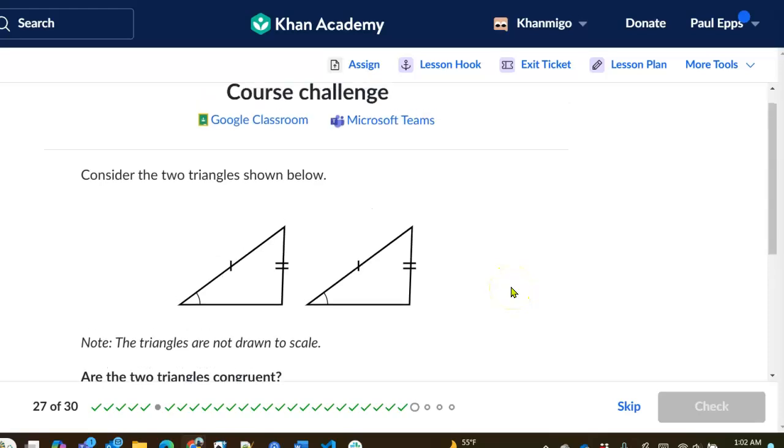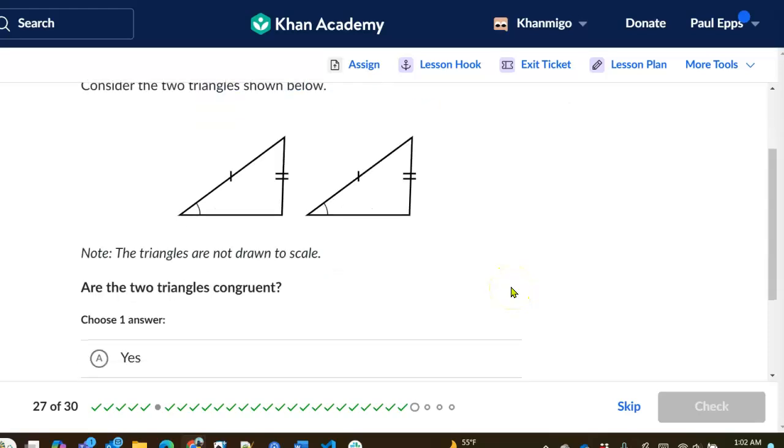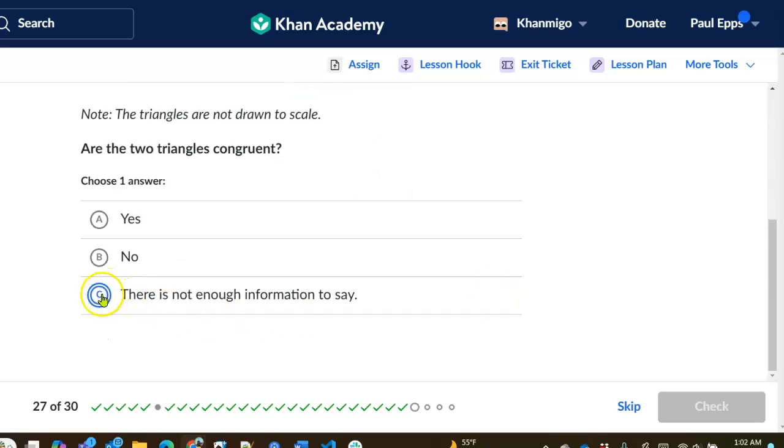Consider the triangles shown below. Are the two triangles congruent? Didn't we do this once before? We have a side and an angle. That doesn't work.